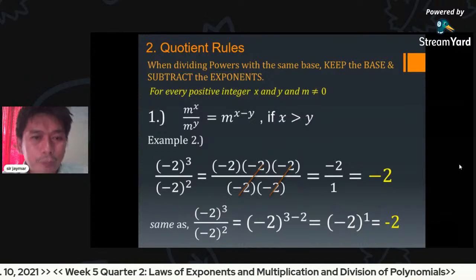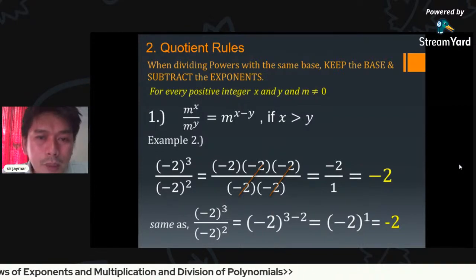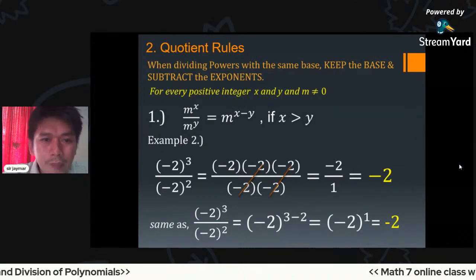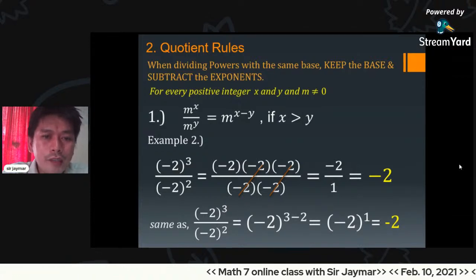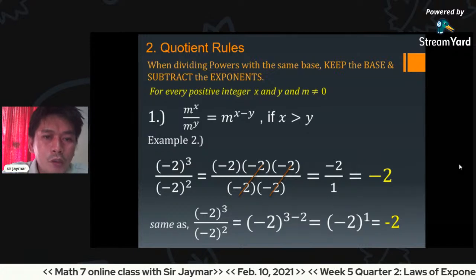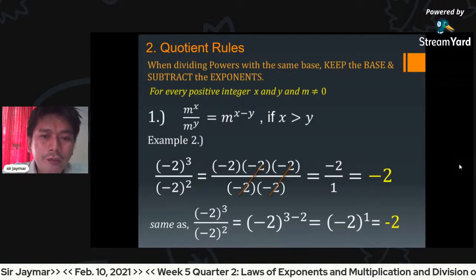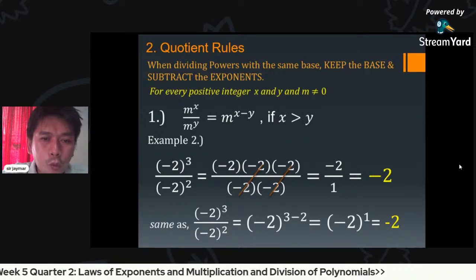Another example, number 2 in the quotient rule. If the case is x is greater than y again, the same as we discussed before. Negative 2 raised to 3 and negative 2 raised to 2. So you're going to multiply negative 2 how many times? 3 times. Divided by how many negative 2s multiplied by itself? Negative 2, 2 times.